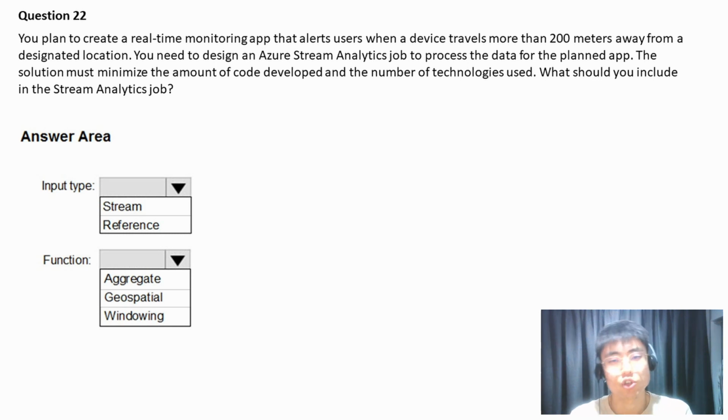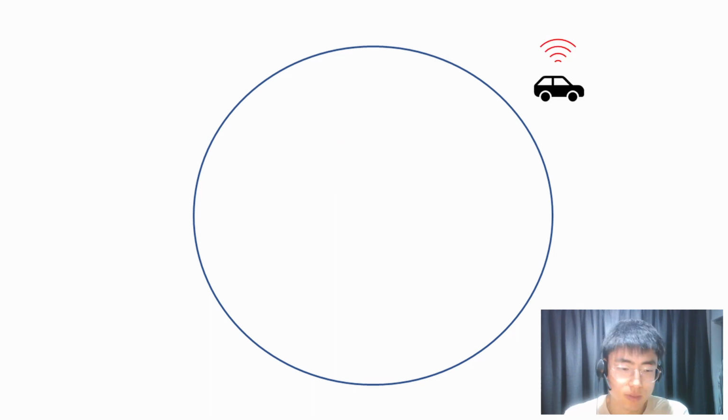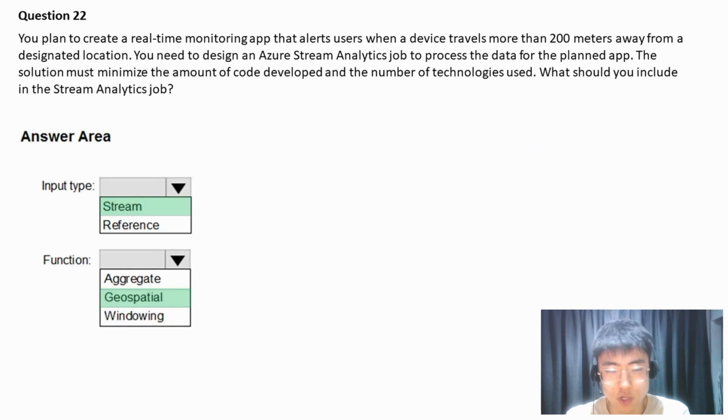So with Azure Stream Analytics, we can integrate real-time IoT streaming. So for the first part of the question, the input that we want is stream. And within Azure Stream Analytics, there's a built-in geospatial function. So the use case is exactly this. What we can do with that is we can install GPS in the device so that when it travels away from a designated location, we get an alert. So in the second part of the question, the correct answer here is geospatial.